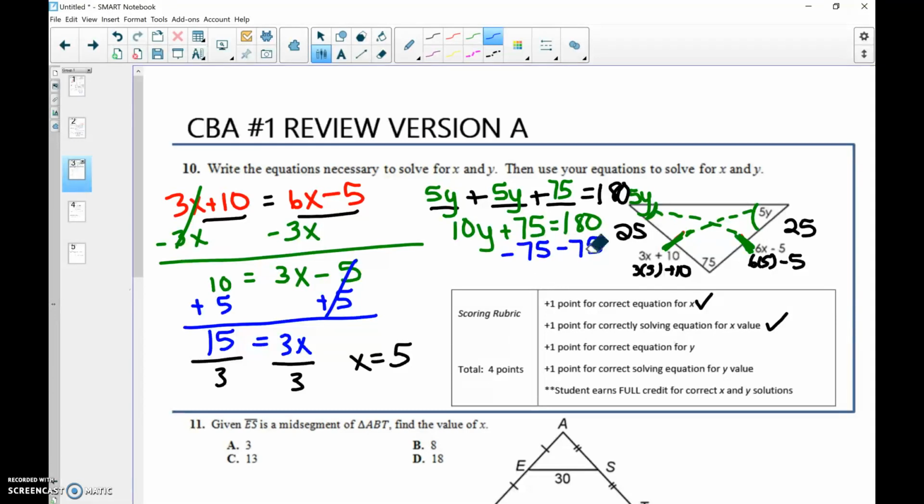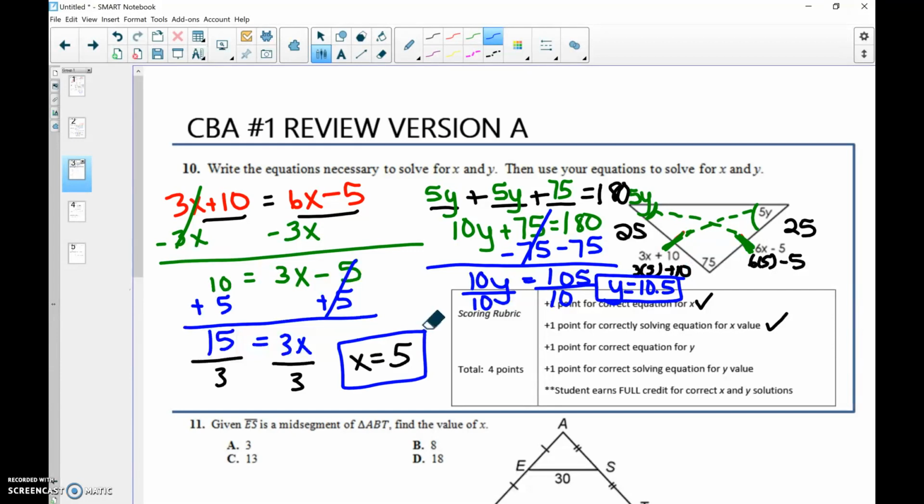So now we're going to start solving for that y, getting it by itself. So subtract 75 from that side. Now I have 10y equals 105. Divide both sides by 10. We're going to end up with a decimal this time. That's okay, it happens. So we get 10.5 for the y value. And if I was to plug that in, I should get the same angle here, and all three of them should add up to 180 degrees, which it does. So I solve for y, have an equation, good, all done. So that is number 10 on your short answer question.